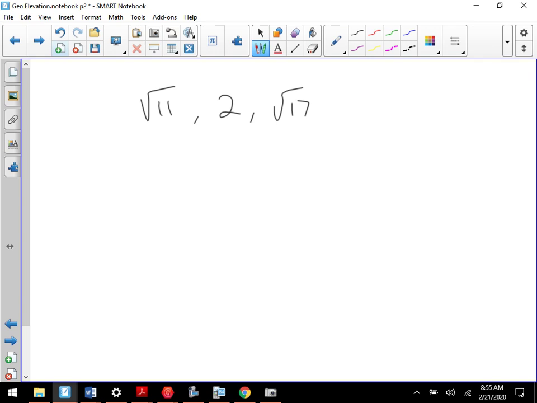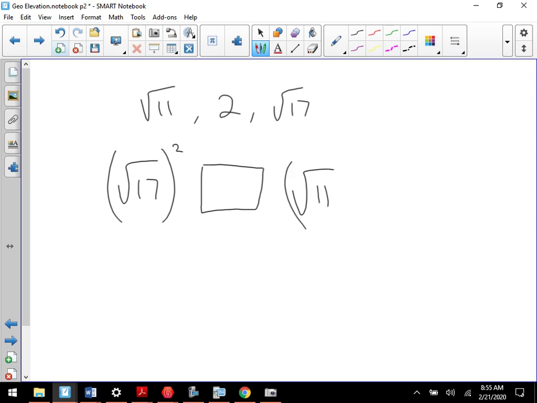So if you type in the square root of 11, you're probably getting 3.2-ish. The square root of 17 is probably 4.1-ish. Which one of those 3 is the biggest? 17. So we just put the square root of 17 on the left, squared. Remember we put that little box in the middle for the question mark. Square root of 11 quantity squared plus 2 squared. And then it's just a matter of simplifying it out. Square root of junk squared is always junk, so you get 17. And then you get 11 plus 4, which gives you 15.